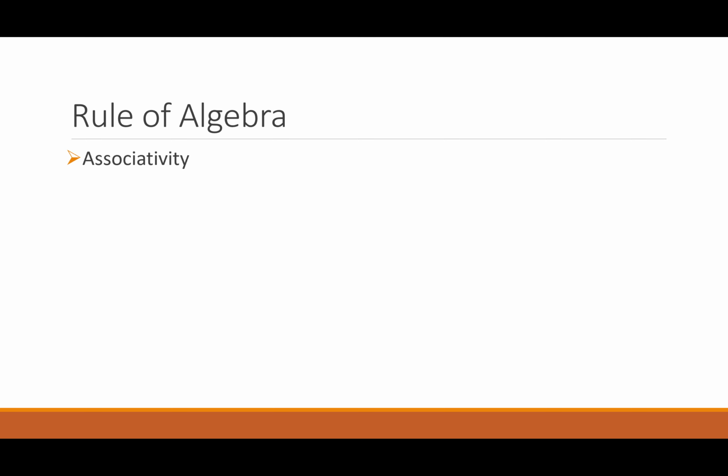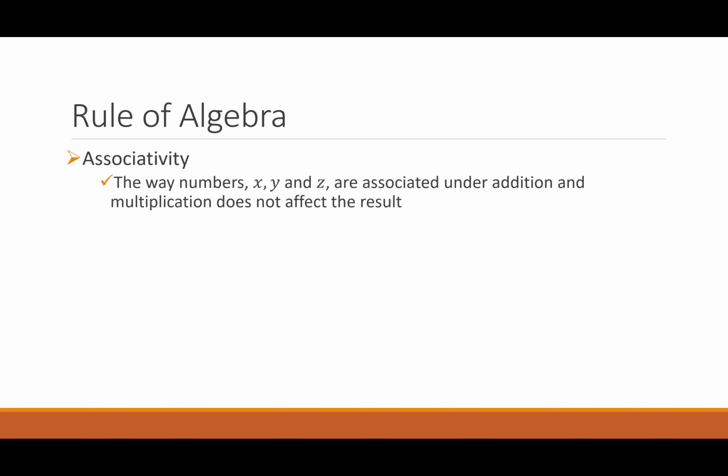Next rule is associativity. The way numbers x, y, z are associated under addition and multiplication does not affect the results. Again, what does that actually mean? Well, if you did y plus z and then you added x, you would get exactly the same result as if you did x plus y and then add z. It would always be x plus y plus z.